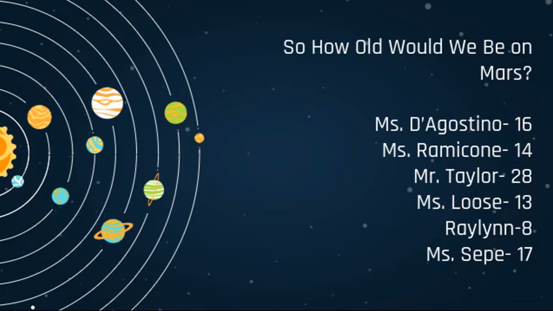But if you were on another planet, maybe like Mercury, then you would have a lot more birthdays. If Mr. Taylor, for example, lived on Mercury, he would be 195 years old, which means he would have had 195 birthday cakes by now. So, I mean, there's pros and cons to all of this.